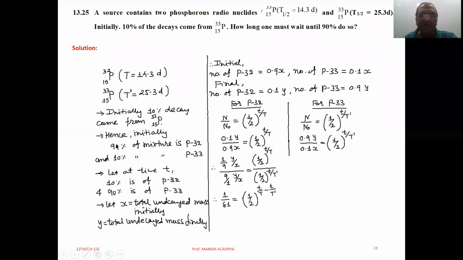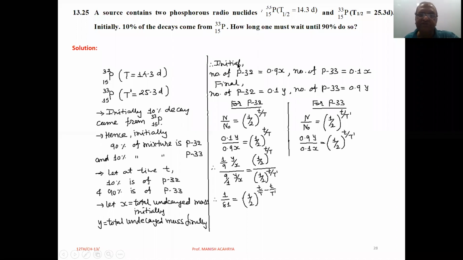So we can write now, initially 90% of the mixture is P32 and 10% of the mixture is P33. Okay. Now suppose at time t, 10% is of P32 and 90% is of P33. After time t this happens. Okay. Now let x equal the total undecayed mass initially, and then y the total undecayed mass finally.